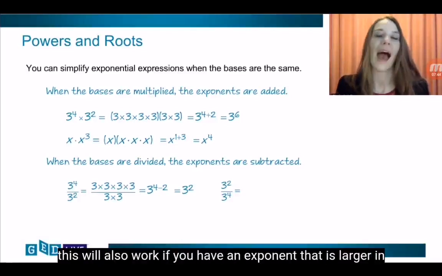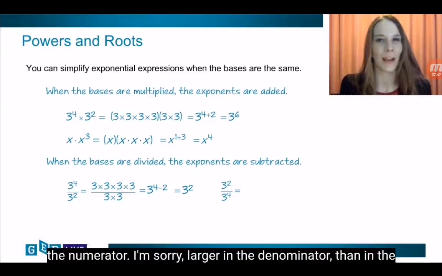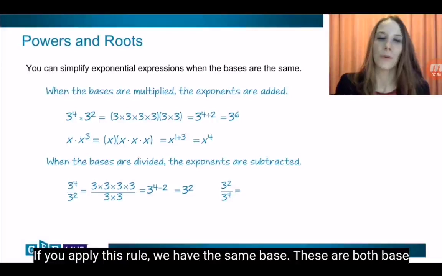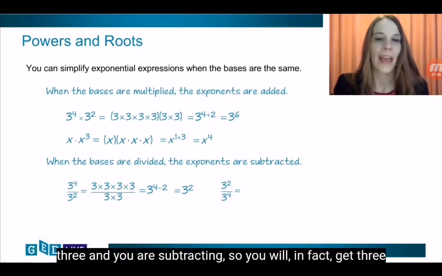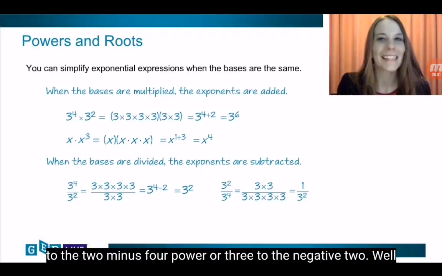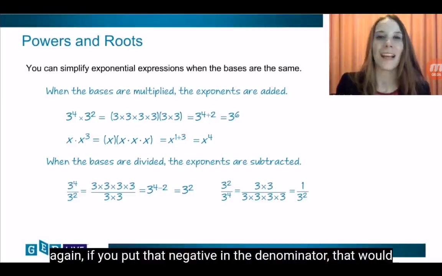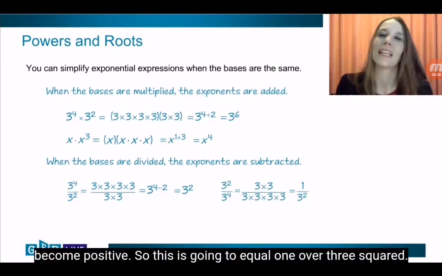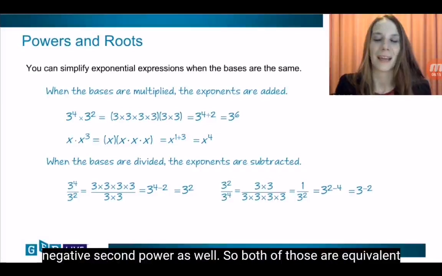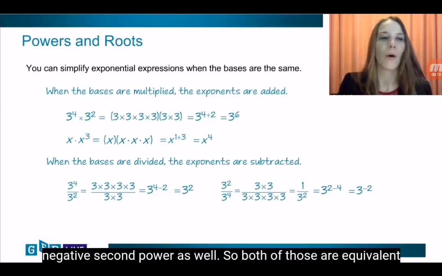Now, this will also work if you have an exponent that's larger in the denominator than in the numerator. This is when we might have some of those negative exponents. If you apply this rule, we have the same base, these are both base 3, and you are subtracting, you will in fact get 3 to the 2 minus 4 power, or 3 to the -2. Well, if you put that negative exponent in the denominator, it would become positive. So this is going to equal 1/3 squared. And again, you can rewrite this as 3 to the -2nd power as well. So both of those are equivalent terms.